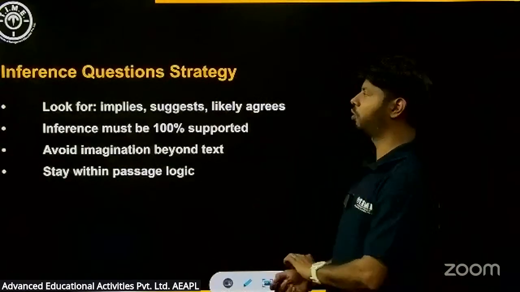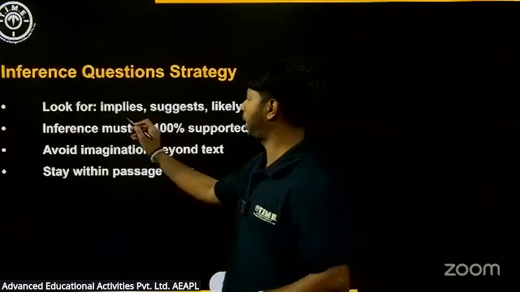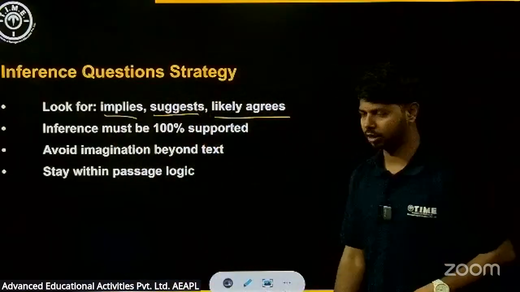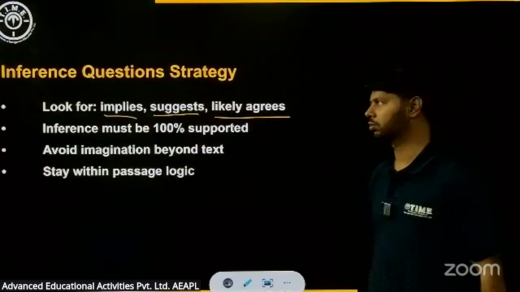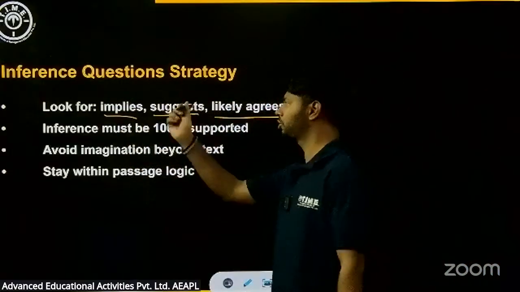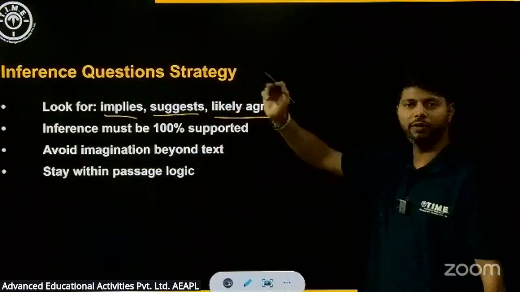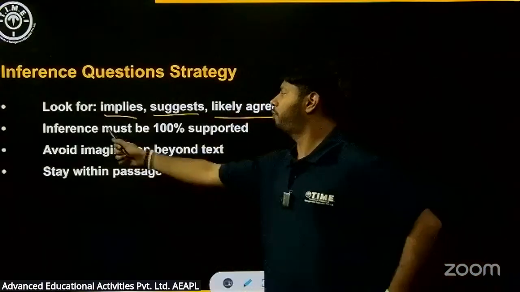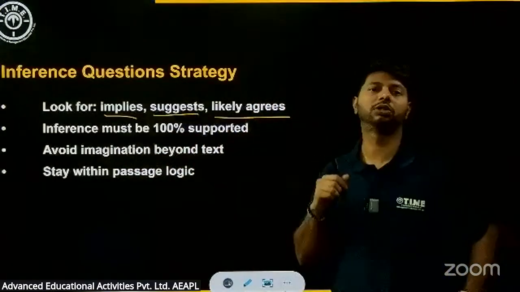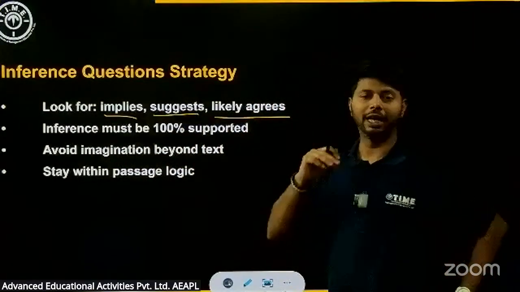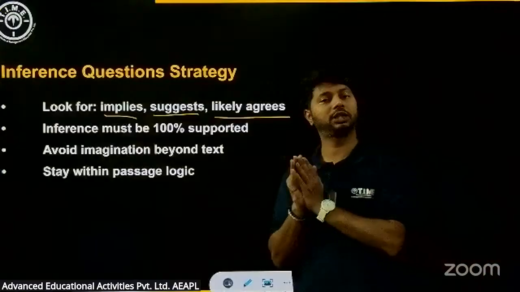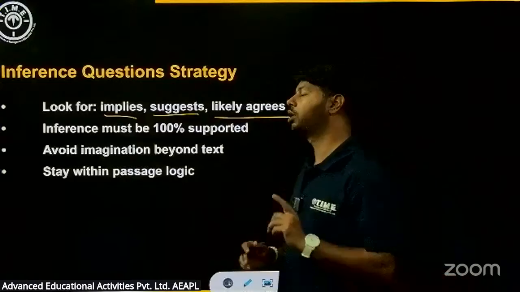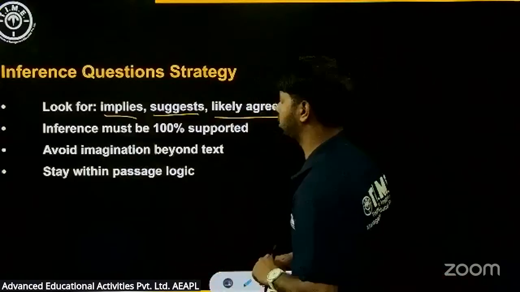Inference questions. Look for implications, implies, suggestions, likely, agrees. These are inference questions. What does the author imply? What is the author suggesting? The author is likely to agree with the following statements. All these are inference questions. Inference must be 100% supported. There should be a statement or statements within the RC that support your inference. If they don't, you are probably marking the wrong answer.